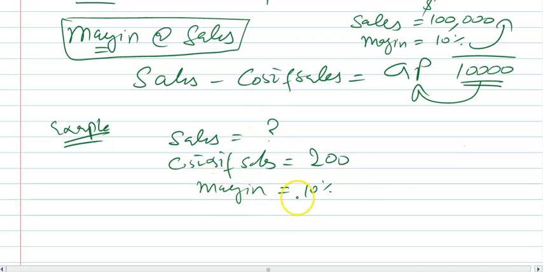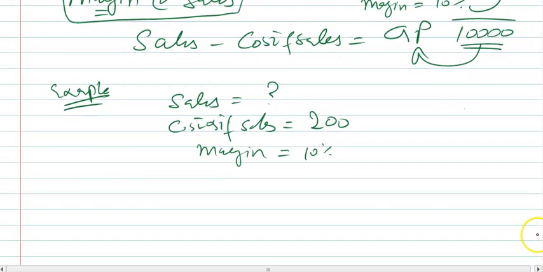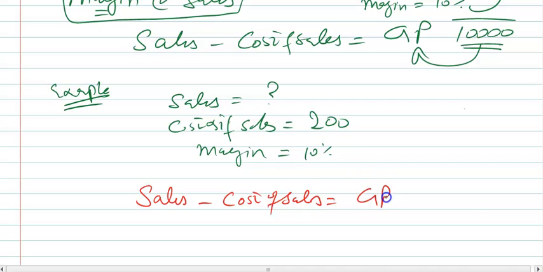What will you do? You have to put sales less cost of sales is equal to GP, so you put GP at 10%. If they had provided you sales, you could calculate this way. But now they have not provided you sales. They have provided you cost of sales, like $200. You have to keep in mind that in a margin the gross profit is always on sales.